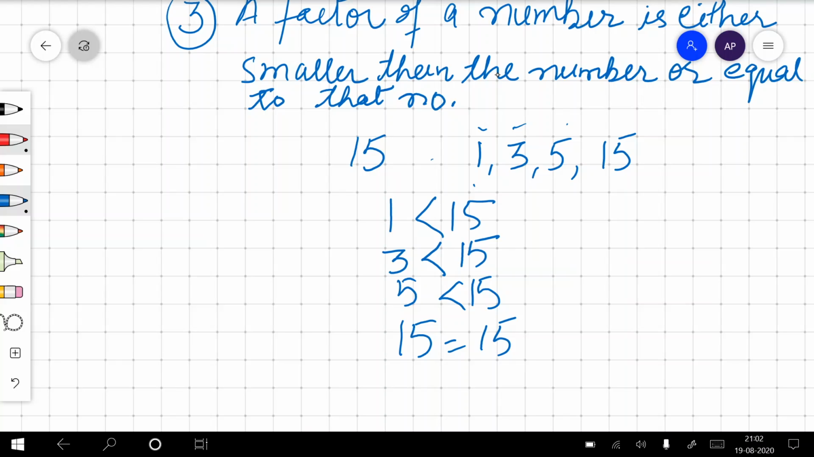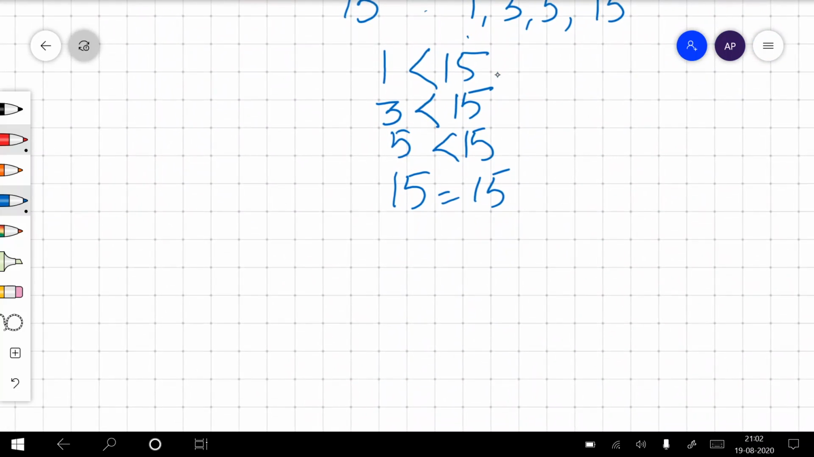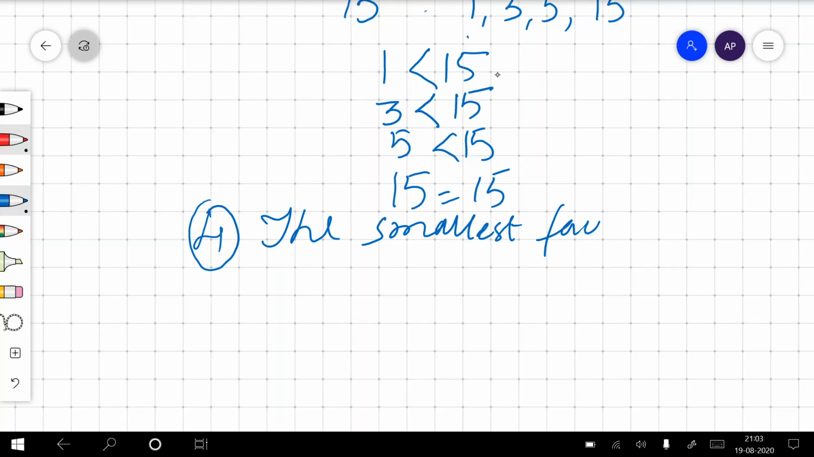Now the fourth property, which you have already understood by these examples. The smallest factor of any number. Can you tell me? The smallest factor of any number is 1. 1 is a factor of every number, so it is the smallest one. So this is one property.